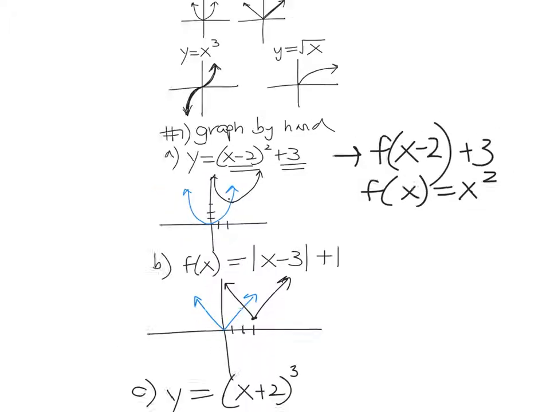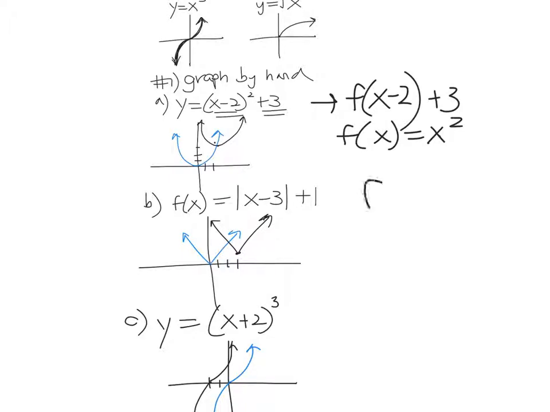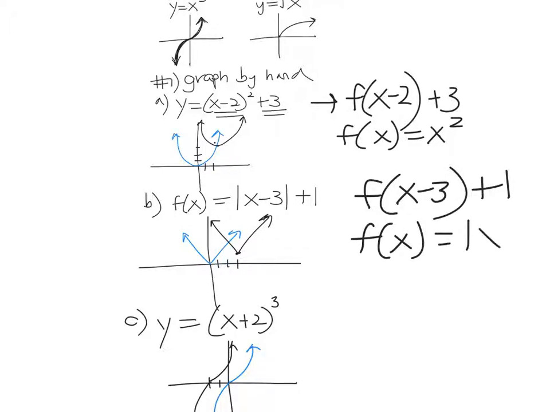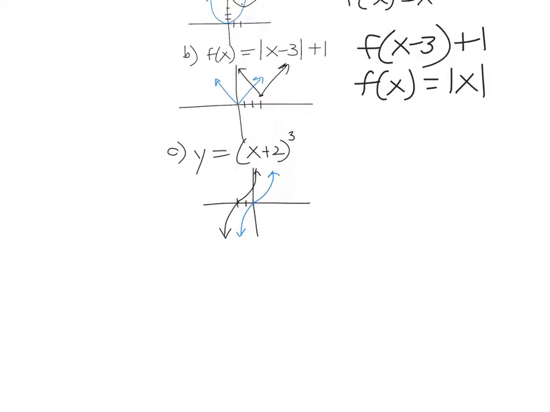I'm not really that particular. This one would be a shift of the parent function, 3, and then plus 1, where this time the parent function was the absolute value of x. It's just showing you that you can take any function, and when you shift it that way, that's what happens to it. It doesn't matter what the function is.